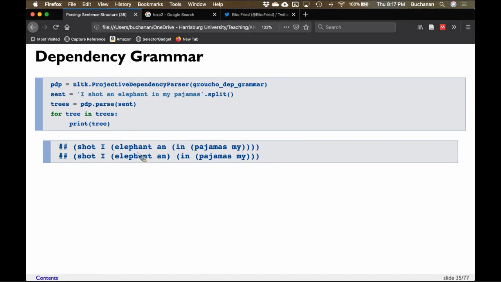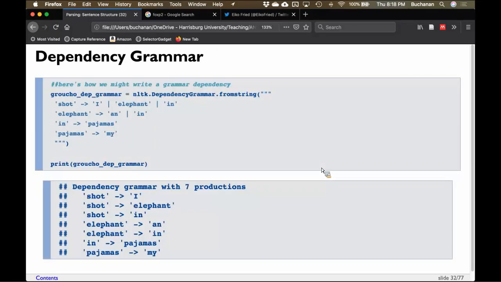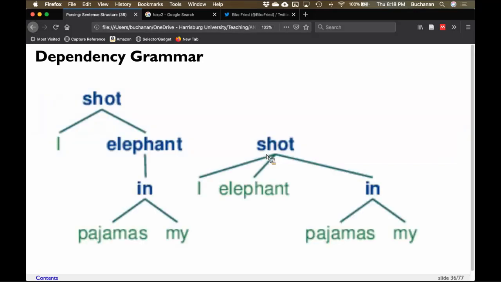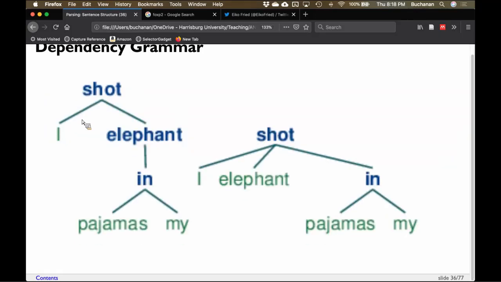Where, and the way these print out is not very readable, shot modifies I and shot modifies elephant. Elephant modifies in my pajamas, right? Or I could say shot modifies in my pajamas. Okay. Because of the way this is written here. So that in should really be tied to elephant, but it could also be the I, right? The shot, I'm doing the shooting in my pajamas. And so that actually allows us to capture the fact that this is an ambiguous sentence.